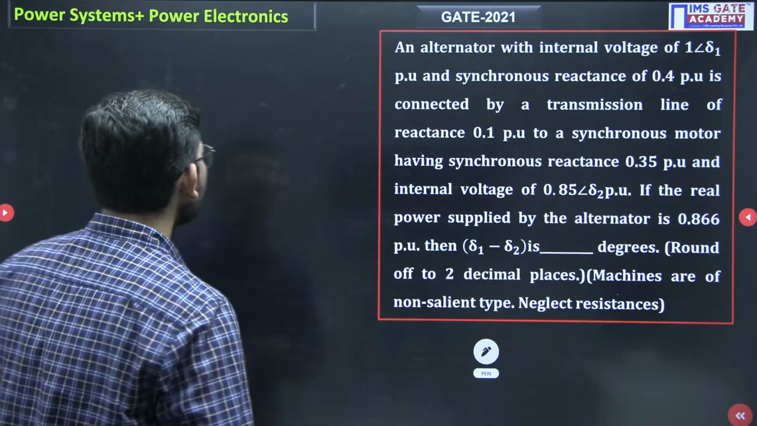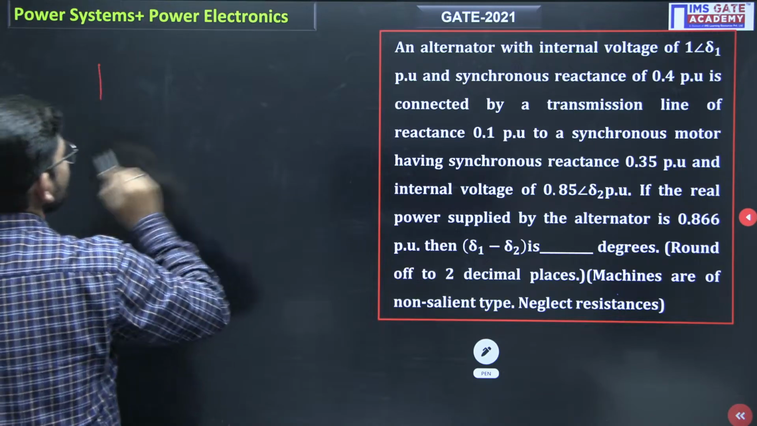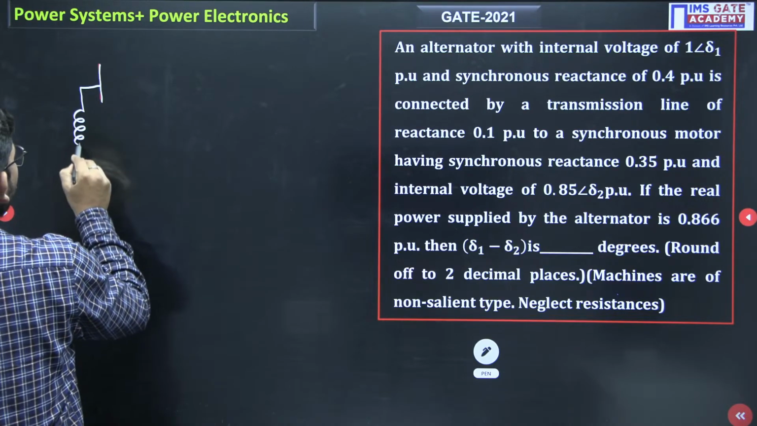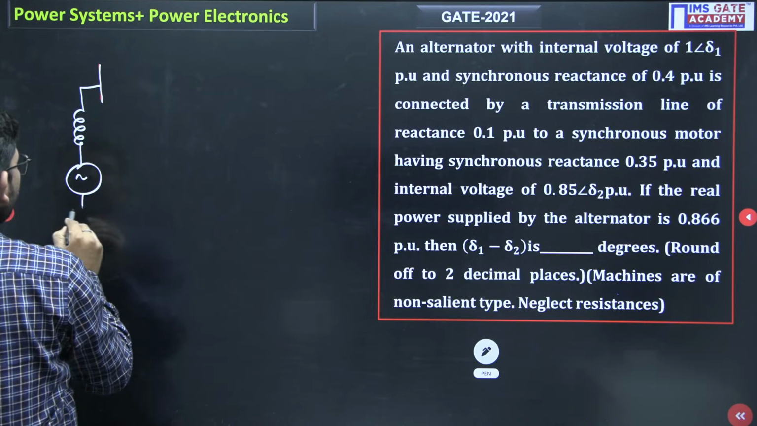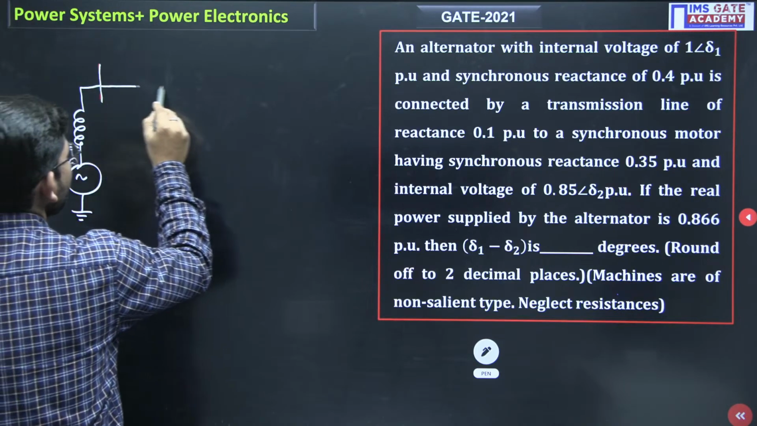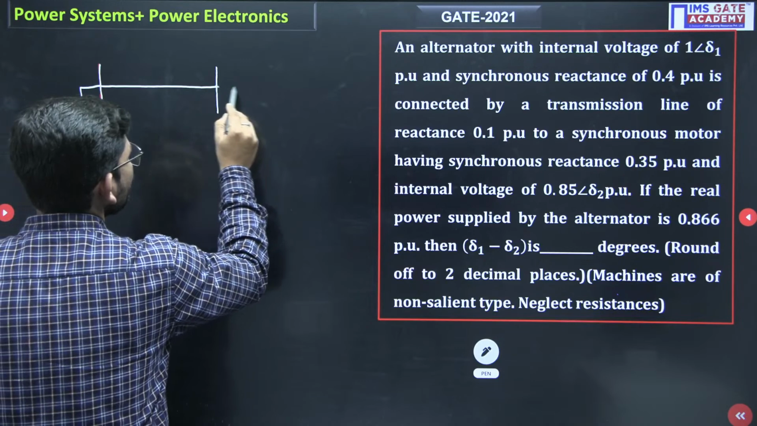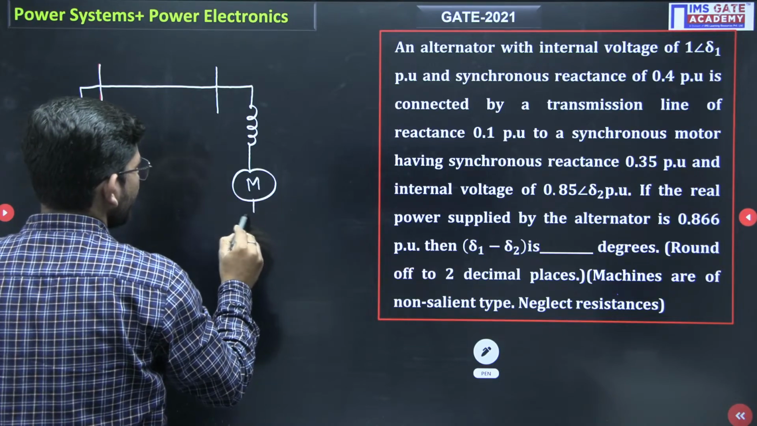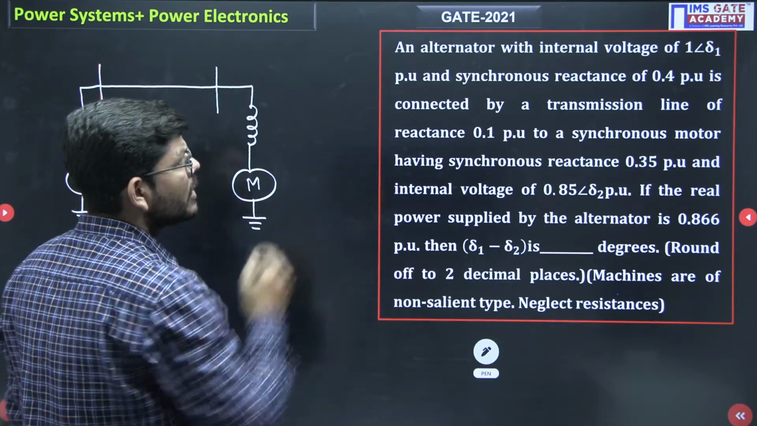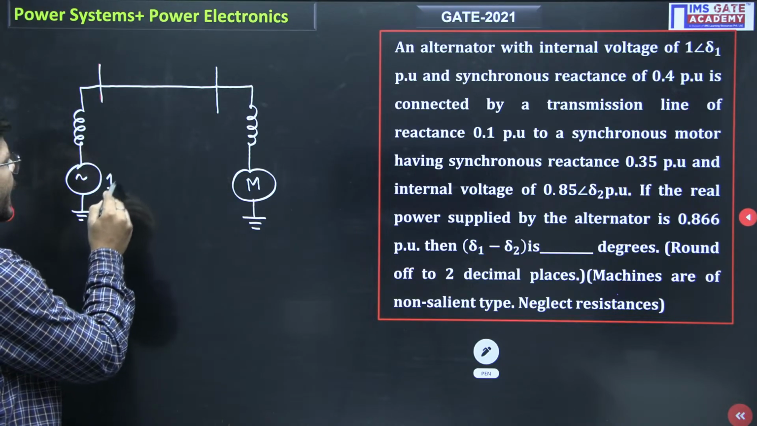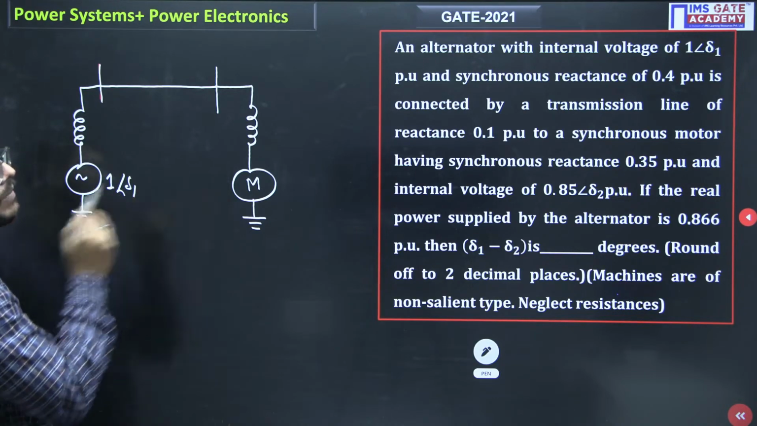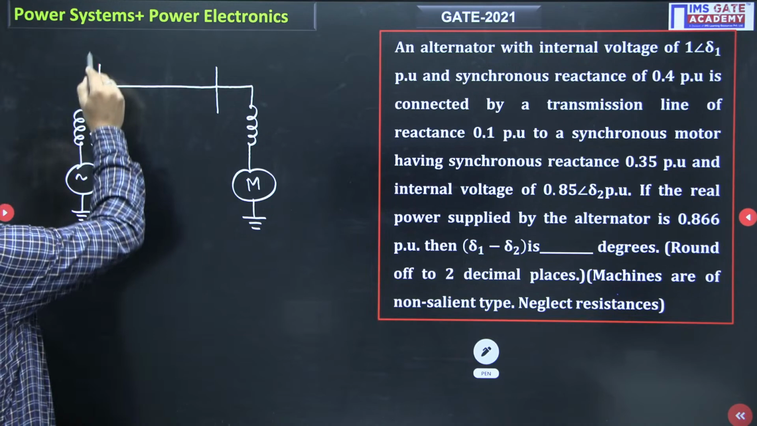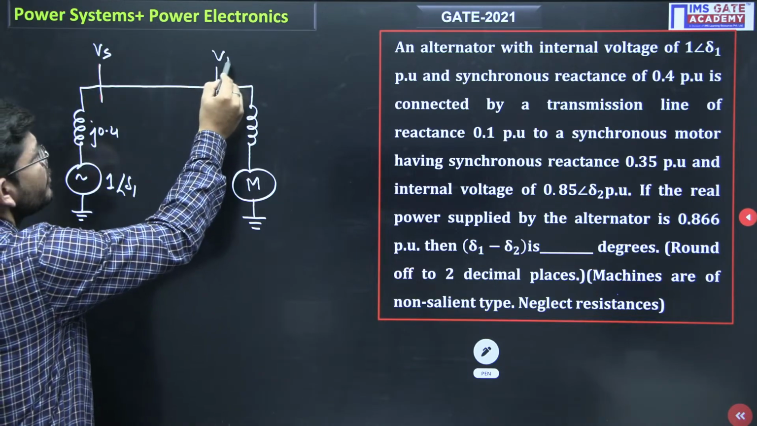Okay. So let me draw a diagram for the current situation. Let me assume that we have two buses here. At one bus we have connected the alternator. So this is the alternator connected to one bus, and there is a transmission line which is connecting this alternator to a motor. So this is the motor that we have, and it is a load for us. Now what data is given? The alternator has an internal voltage of 1 angle del 1, and it is having a reactance of j0.4. Let me call this voltage Vs. Let me call this voltage Vr.